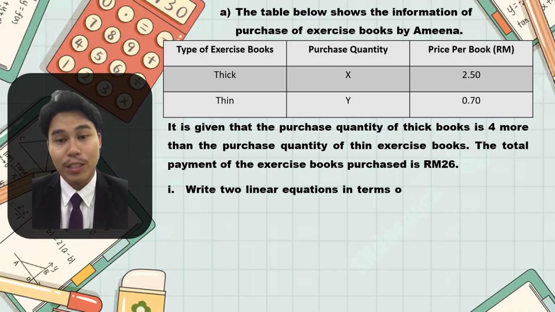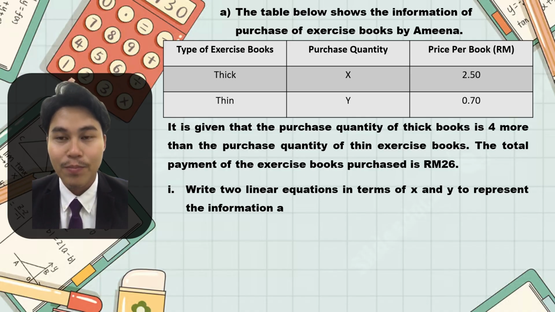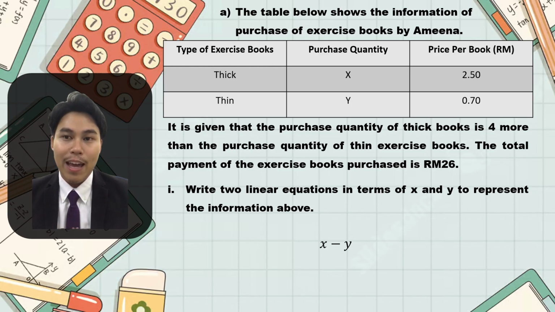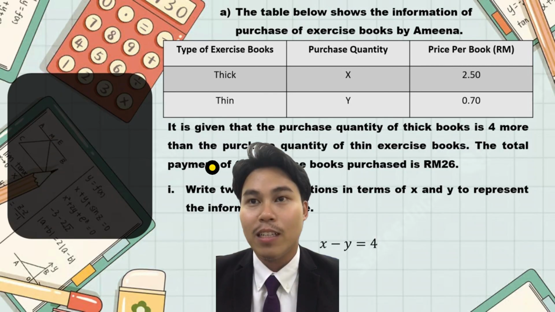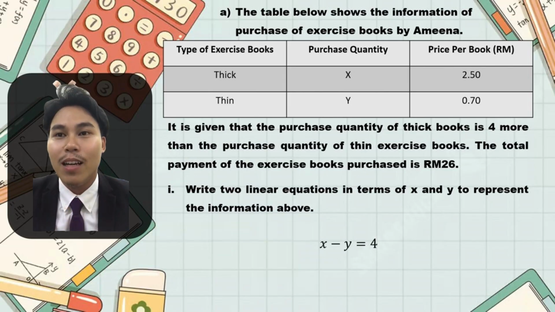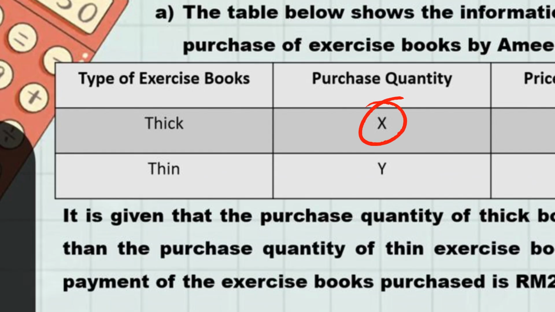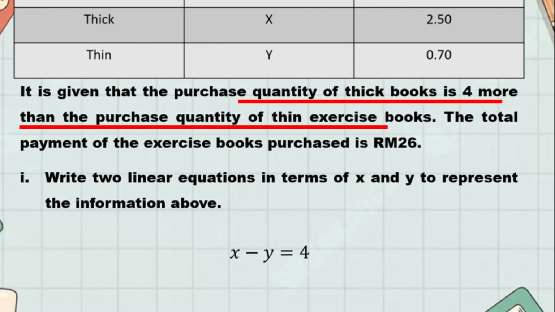Let's jump to the first question, A1. The reason x minus y equals 4 is because x represents thick books and y represents thin books. The question already stated that the quantity of thick books is 4 more than the purchased quantity of thin exercise books.